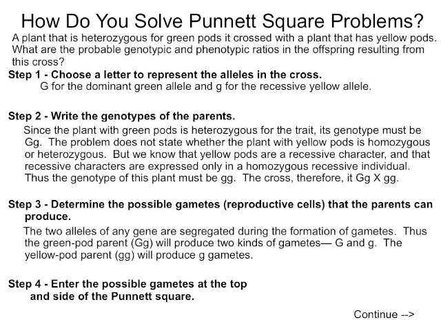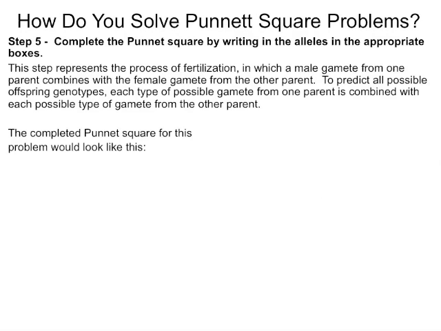Next, we're going to enter the possible gametes at the top and the sides of a Punnett square. So we'll build our little Punnett square, and then we'll put the letters on the outside. Next, we're going to complete the Punnett square by writing the alleles in the appropriate boxes. This represents the process of fertilization, in which the male gametes from one parent combine with the female gametes of the other. Each type of possible gamete from one parent is combined with each possible gamete of the other parent.